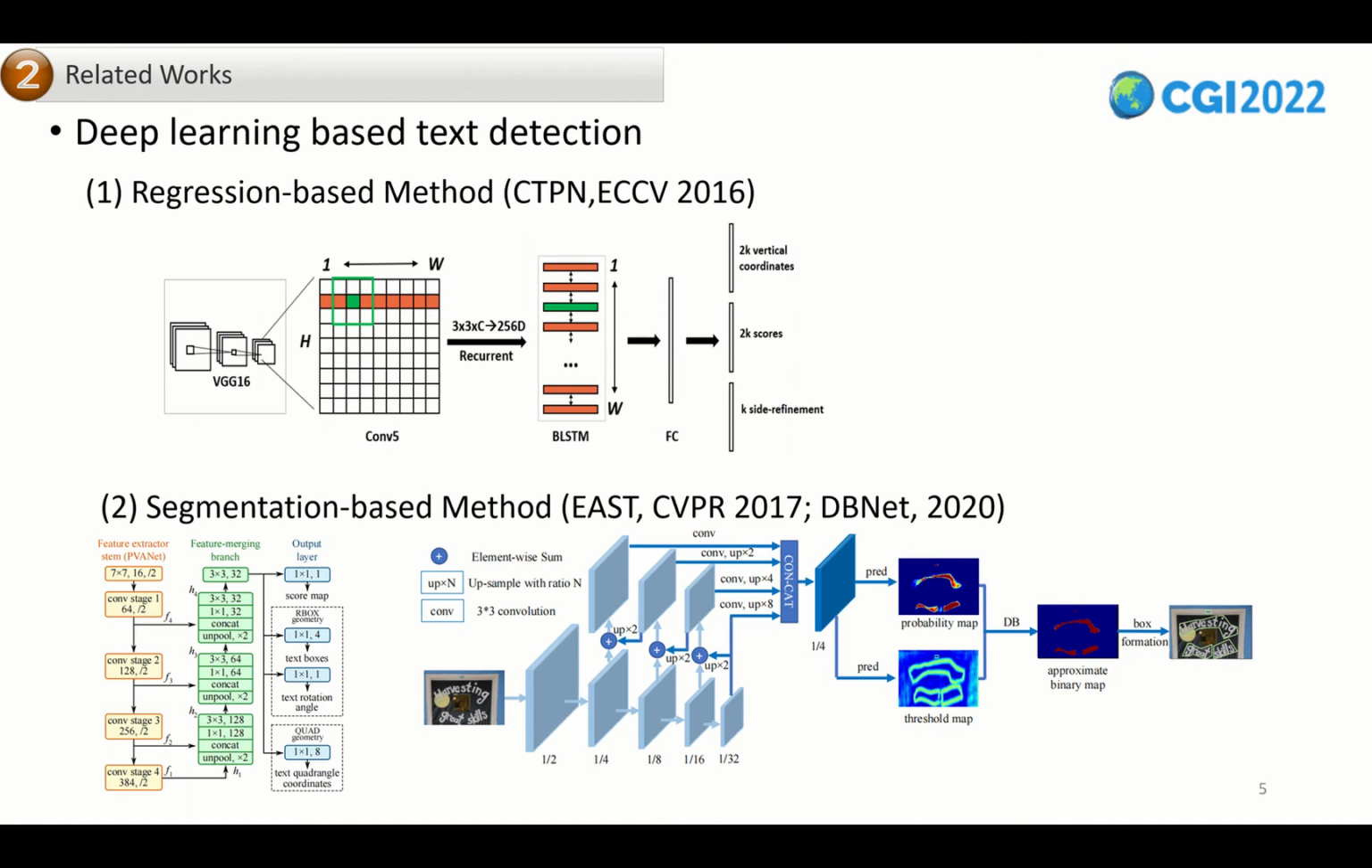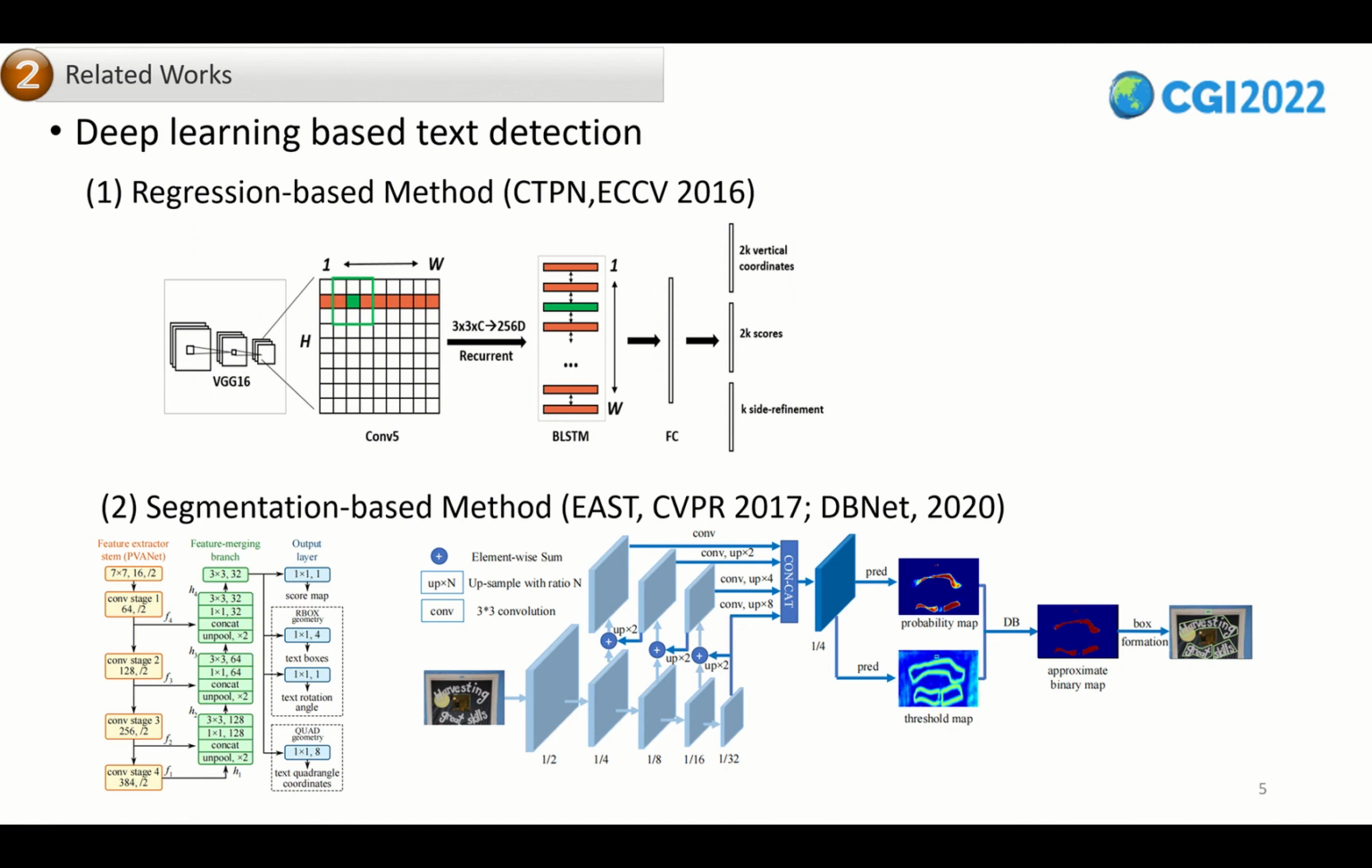Now, I'd like to move on to the second part of the presentation, related works. First, let me introduce current deep learning-based text detection methods. Current deep learning-based text detection methods can be divided into two types: coordinate regression-based methods and segmentation-based methods. CTPN is a classic text detection model based on coordinate regression. It combines Faster RCNN with LSTM to locate text instances using sequenced candidate boxes.